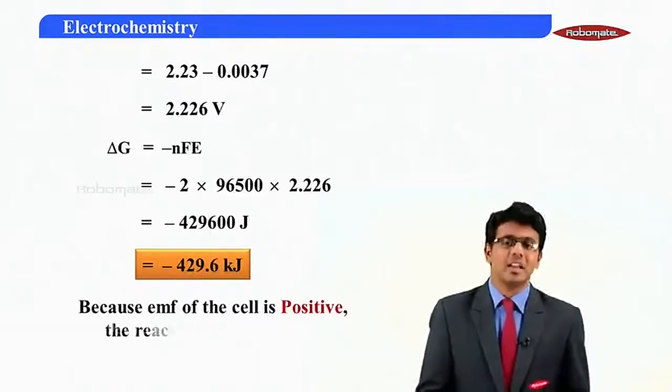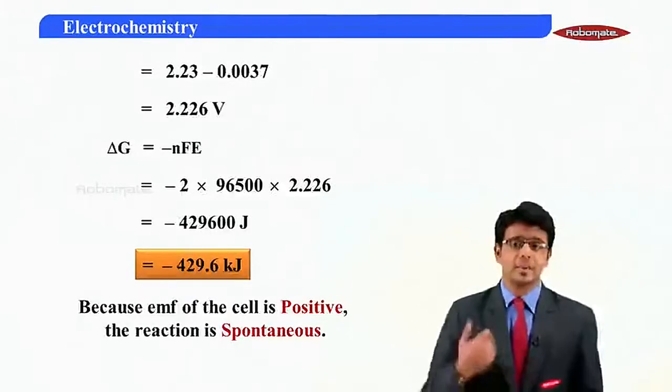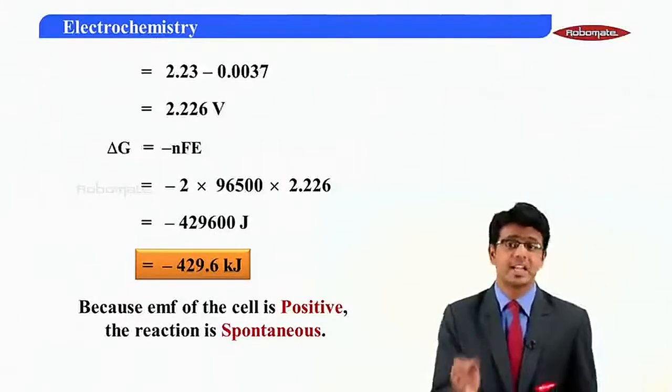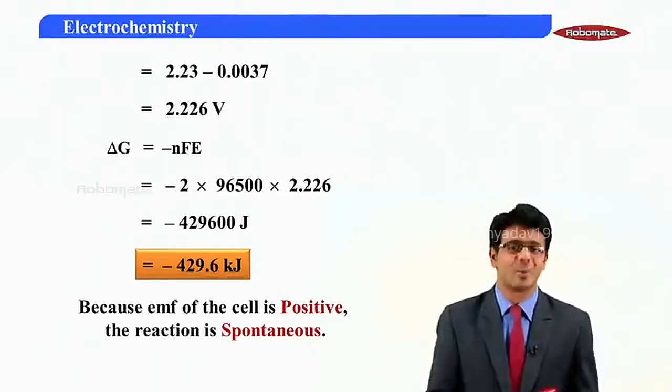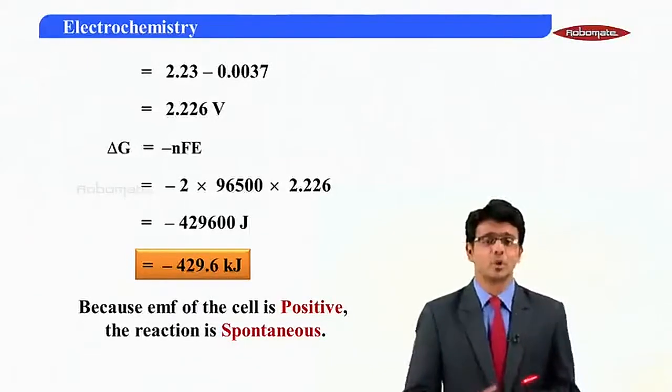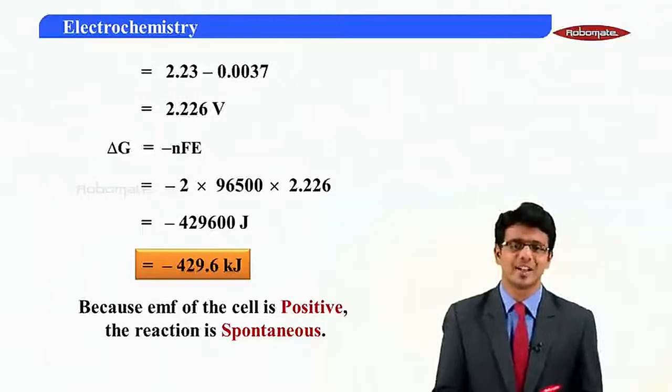Alright. And also here we can say that the EMF of the cell is positive and delta G value is negative. That's the reason we can say that the reaction would be spontaneous. So I hope students you have got the clear understanding of this numerical as well.